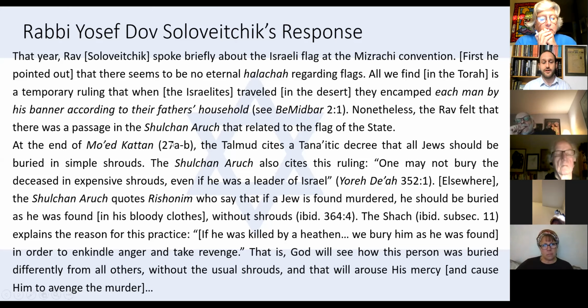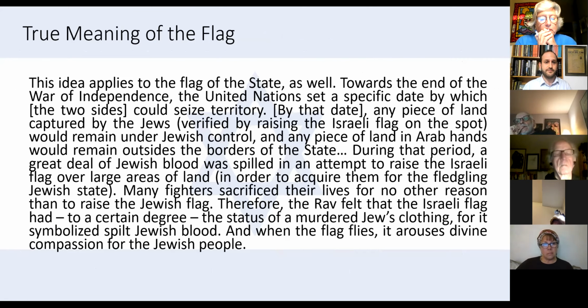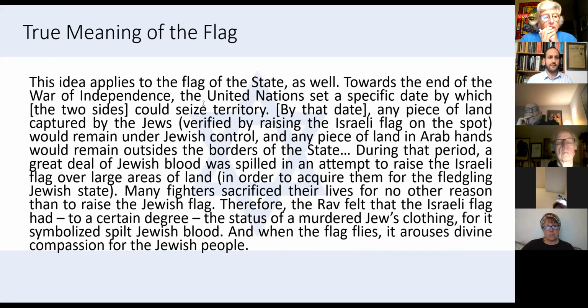So now, what does this have to do with the flag of the State of Israel? This idea applies to the flag of the state as well. Towards the end of the War of Independence, the United Nations set a specific date by which the two sides could seize territory. By that date, any piece of land captured by the Jews, verified by raising the Israeli flag on the spot, would remain under Jewish control, and any piece of land in Arab hands would remain outside the borders of the state. During that period, a great deal of Jewish blood was spilled in an attempt to raise the Israeli flag over large areas of land in order to acquire them for the fledgling Jewish state.